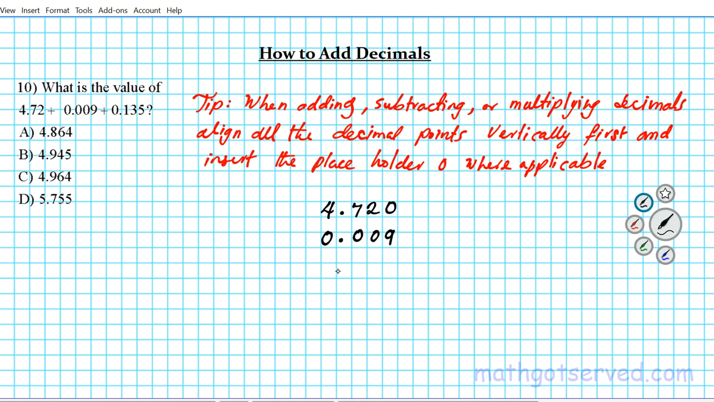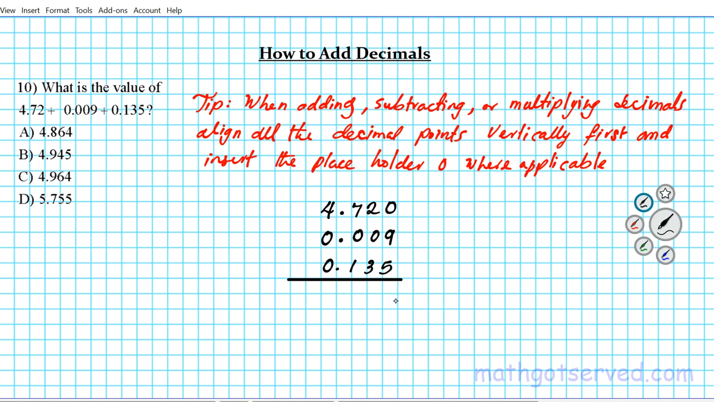And then the next one is 0.135. So when you align the decimal points vertically, it's easy for you to carry out your addition, subtraction, and multiplication with a high degree of accuracy. Okay? All right, let's go ahead and add it.